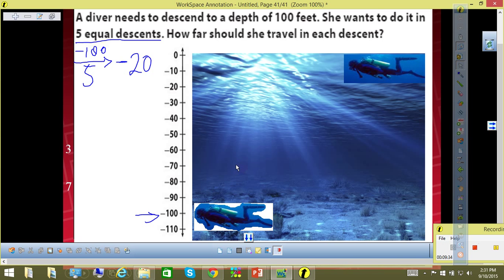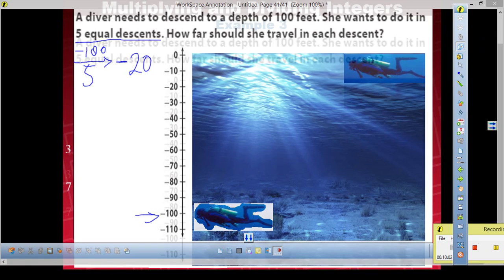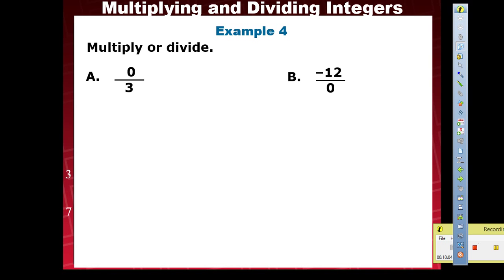Tonight's home play is going to have some word problems where you need to set up either an algorithm like this or a number line. Do either or, whichever one is easier for you. Okay? And the last example, copy this. Example 4. Multiply or divide, and it says A is 0 divided by 3, and B is negative 12 divided by 0. Copy that, please.